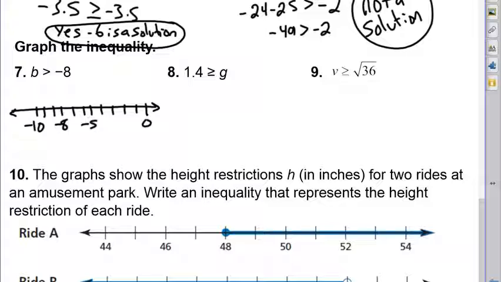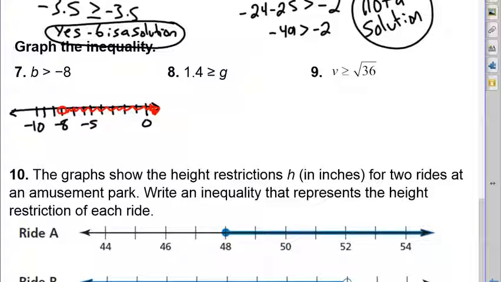It's very important that we label this point at negative 8. Now, to do the graph, I'm going to use a hollow dot because it cannot be equal to. Negative 8 is not a solution here, but everything greater than negative 8 is. So I shade to the right and make an arrow to the right saying everything in that direction would make this inequality true.